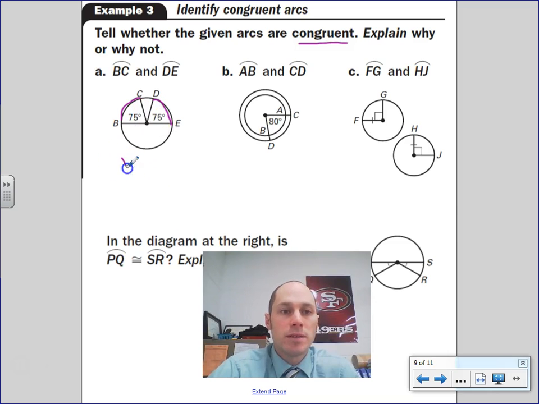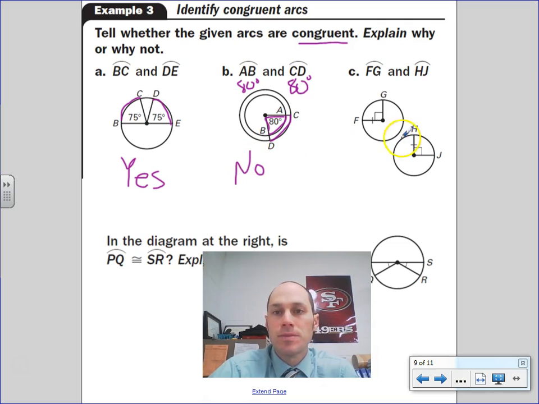And since they're both in the same triangle, they have to be the same size, so they are congruent. Arc AB, since its central angle is 80 degrees, is 80 degrees. And CD also has the same central angle, so it's also 80 degrees. But the circles are not congruent. They have different size radii. So we would have to say that those arcs are not congruent.